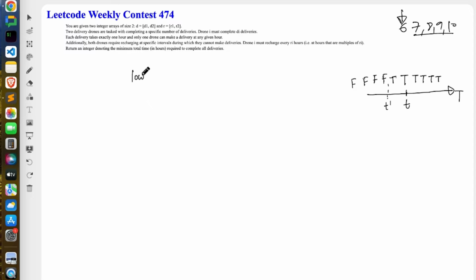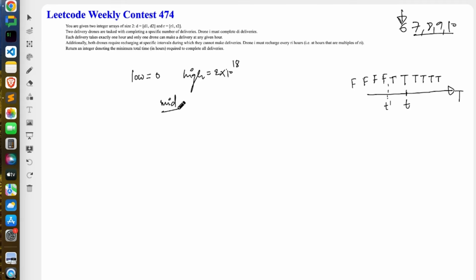The initial low value, let's say I have taken 0, and the high value, let's say some very large value, 2e18, which is nothing but 2 into 10 to the power 18. Then I'll try to find the mid value, apply binary search, and for that mid value I will check if by the time mid both drones can make the delivery or not.